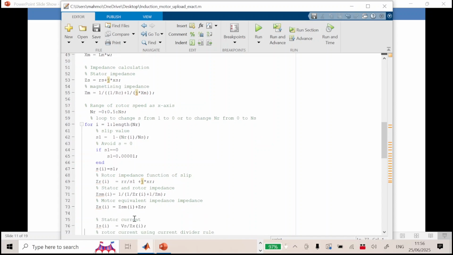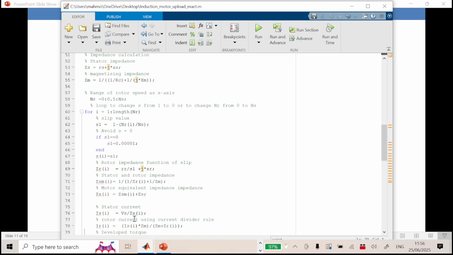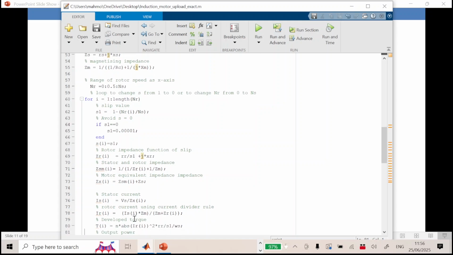So now we can calculate the stator current. The stator current as a function of the slip is the supply voltage over the total impedance for the same slip. The rotor current will be the stator current multiplied by the magnetizing reactance over the magnetizing reactance plus the rotor impedance. That one is the current divider rule. Then we are going to calculate the torque, because that one depends on the rotor current.